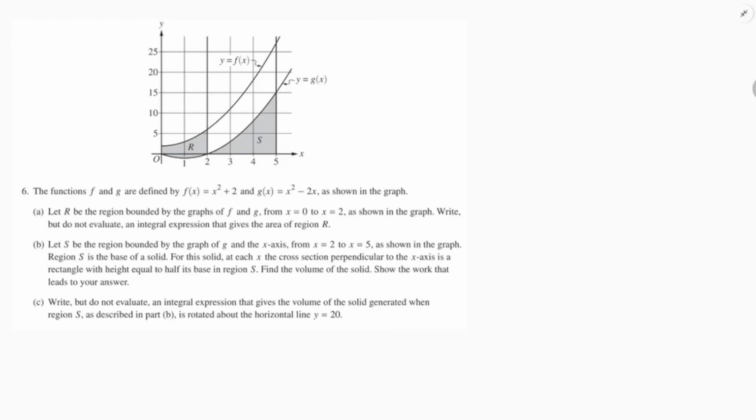Let R be the region that we can see between f and g from 0 to 2, but do not evaluate an expression that gives the area of region R. I think we're going to be able to do that. That's going to be the integral of top minus bottom. And it looks like x is running from 0 to 2. On top, I've got f of x. On bottom, I've got g of x. All right, so that one looks good. I think we hopefully know what to do on that one.